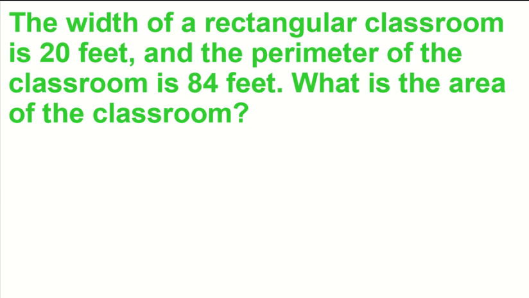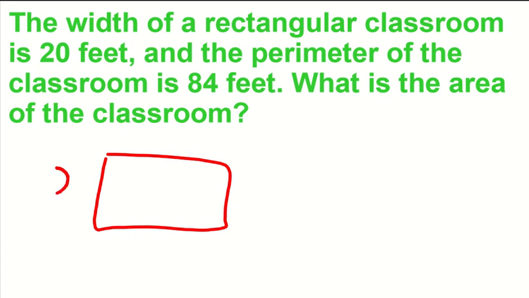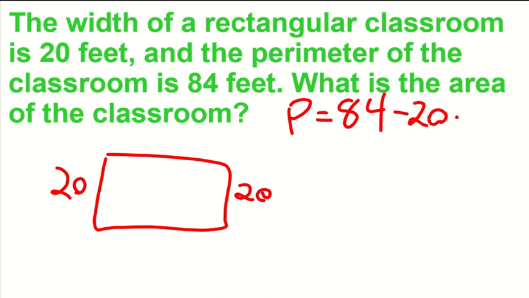When we have a rectangle, the perimeter is adding up all the sides, right? So if it says the width is 20 feet, we got width of 20 feet. If perimeter is adding up all the sides, and we know the perimeter is 84, basically we're working backwards to find that other side. So instead of adding, when we work backwards, we're going to do opposite. We subtract the two widths. That'll give us 44.